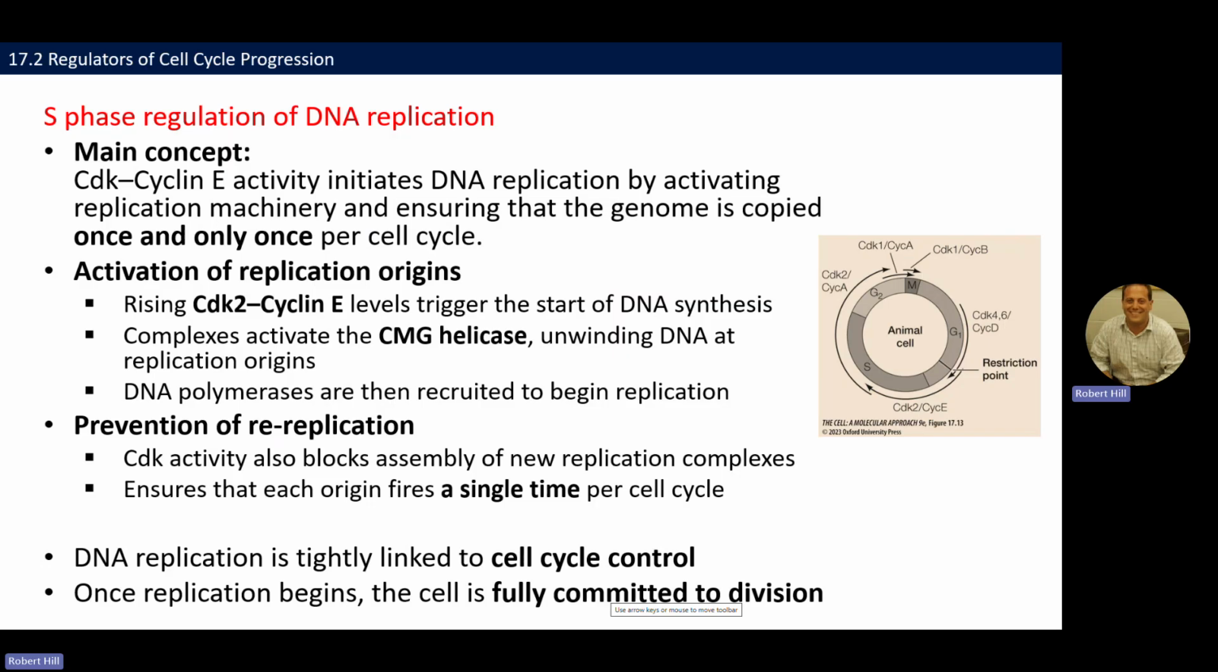And this is important. Once replication begins, CDK activity prevents the reassembly of new replication initiation complexes at the origins. This ensures each DNA sequence is copied once and only once per cycle, right? So if you prevent new origin initiation complexes from forming, you can't replicate again. So this guarantees faithful genome duplication and prevents genome instability.